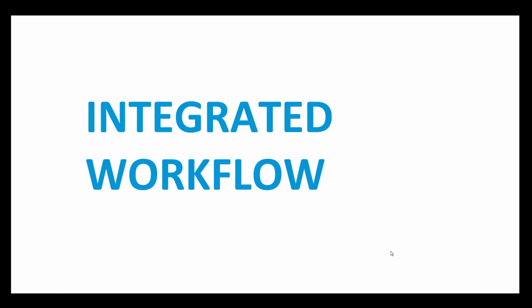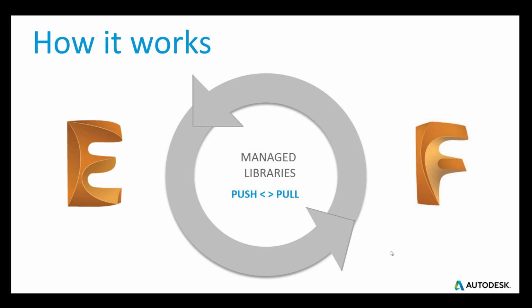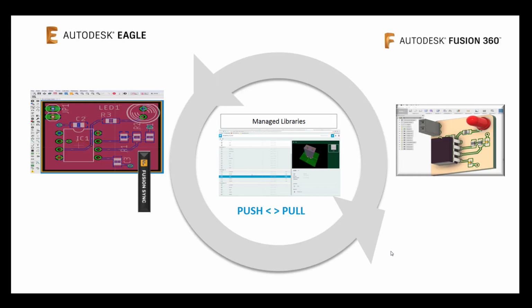As we have been saying, this is an integrated workflow, and you saw in the previous slide that we had a data-centric model. Well, that data-centric model revolves around managed libraries. These are the glue that unite Eagle and Fusion 360. So the goal of this webinar is to really set the foundation by understanding what managed libraries are and how they work. You can see here we have the Eagle side using Fusion Sync. We have the managed libraries where we do all the mapping for 3D models, and through that mapping now Fusion 360 can create an accurate model of the design.